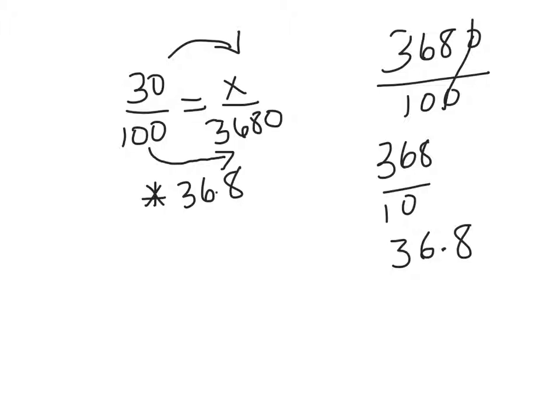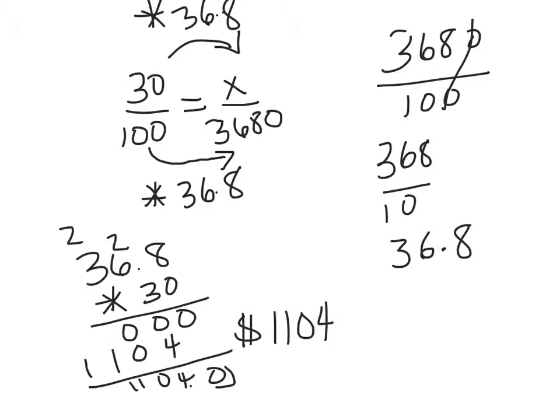And whatever I do on the bottom, I also want to do on the top. So if I multiply the bottom by 36 8/10, I multiply the top by 36 8/10. So I do 30 times 36 8/10, and I get 1,104.